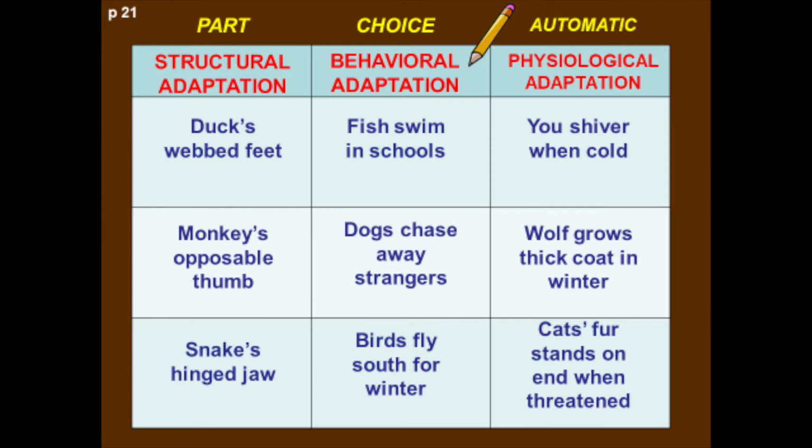Finally, we have an adaptation that includes shivering when you're cold, wolves' coats growing thicker in the winter, and cats' furs standing on end when they are frightened. These are examples of a physiological adaptation. That's a tricky word to say, physiological. These are adaptations that are automatic. The body does them all on their own.